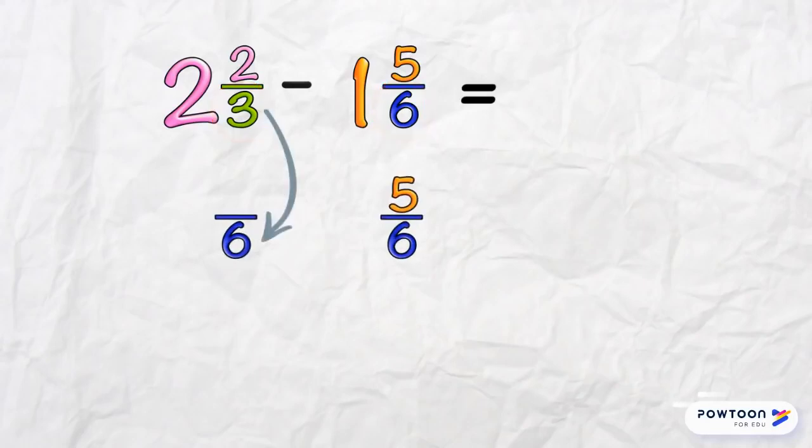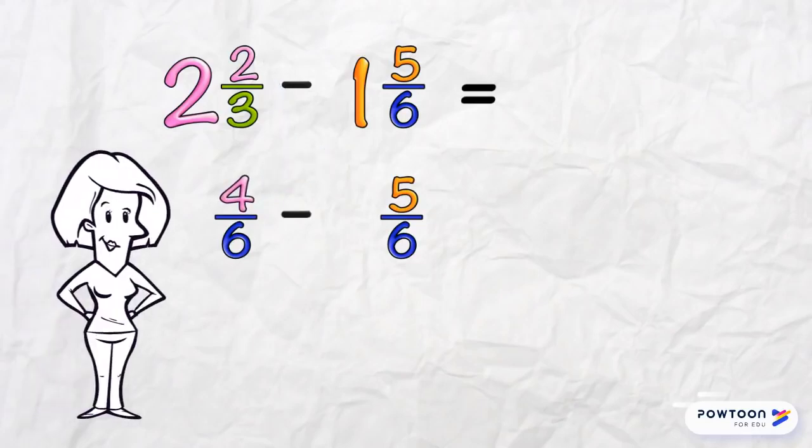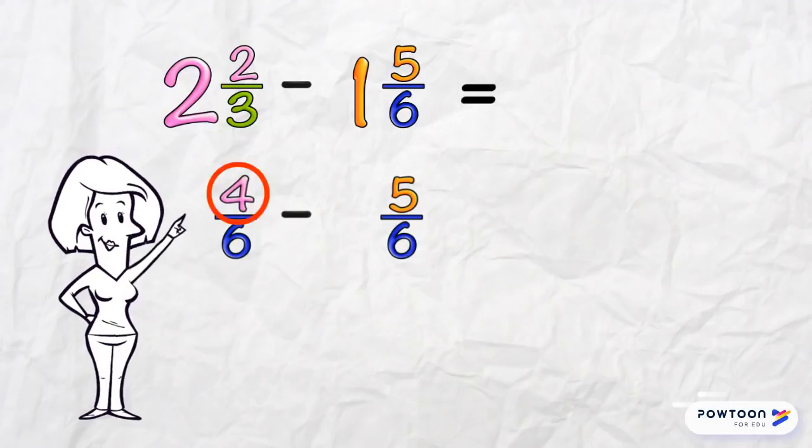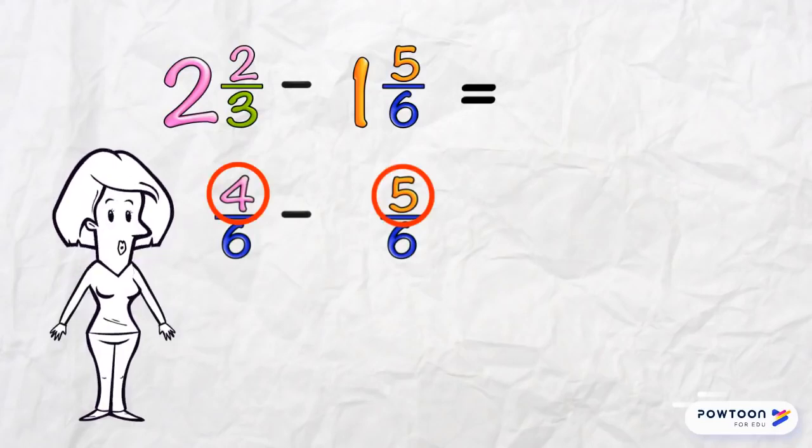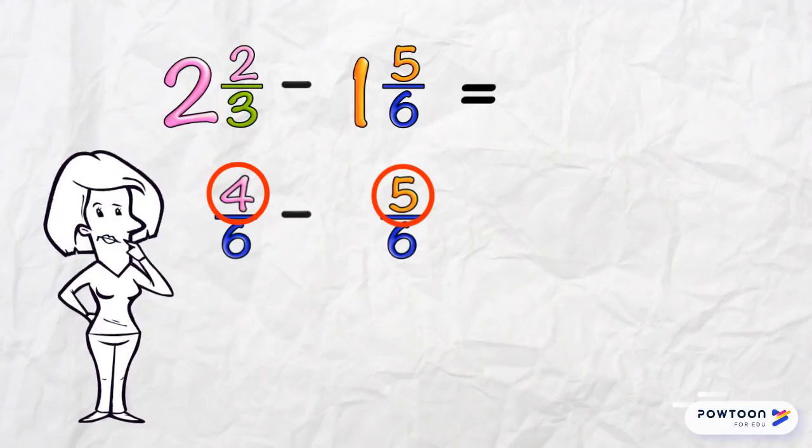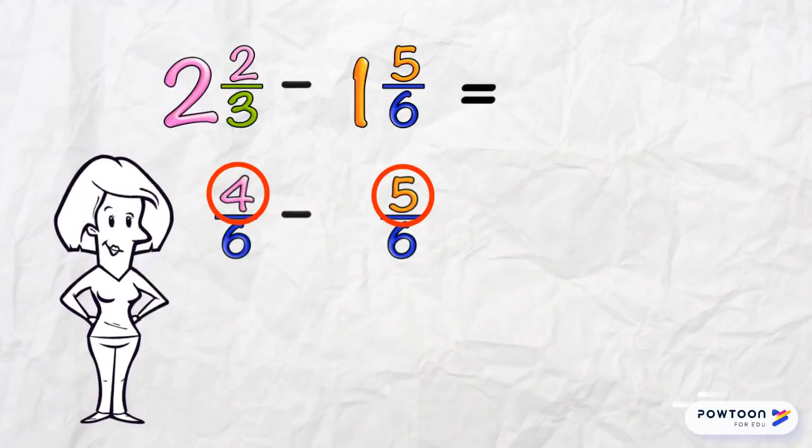To turn 3 into 6, we multiply by 2. So up top, we get 4. And now we've got a problem. In the numerators, we've got 4 here, and we have to subtract 5. We can't do it like we did before. This time, we can't separate the fractions from the wholes. Instead, we do this subtraction in one shot.